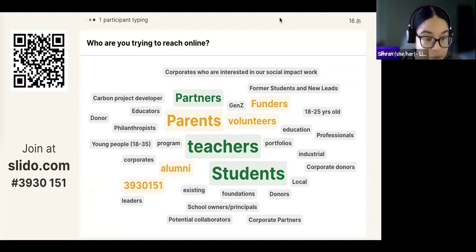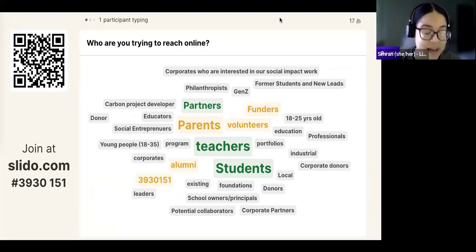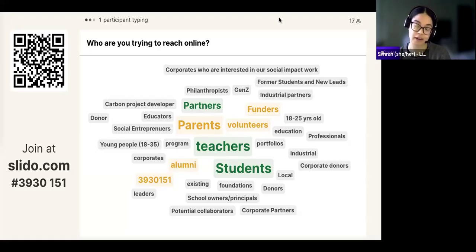Let's see any last new ones we've got. We've got Carbon Project Developer. I love seeing that one because that is super specific and you know exactly who you're trying to target. Great, so keep those coming in. Feel free to continue taking a look at this and seeing how specific you could go with your audience, because I feel like that's super important.